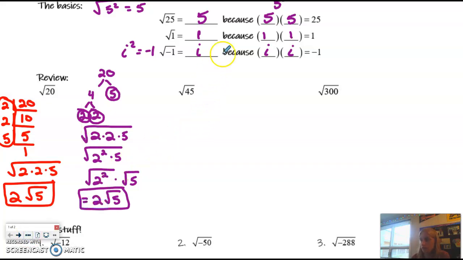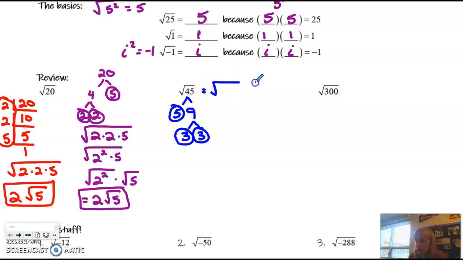Let's do root 45. Suppose you like the tree better. Then I'm going to say, all right, well, I know that 45 is 5 times 9. Maybe you wanted to say it's 3 times 15. Doesn't matter. You're going to get the same answer. 5 is prime. 9 can still split into 3 times 3. Oh, those are both prime now, so I can't go any further. So I've rewritten this to be 5 times 3 times 3.